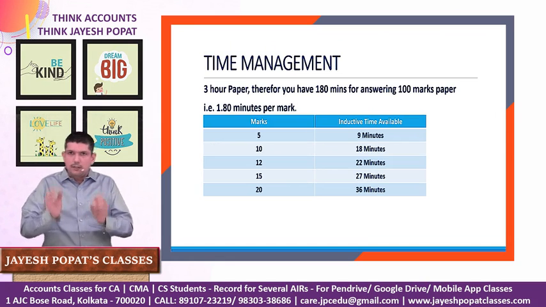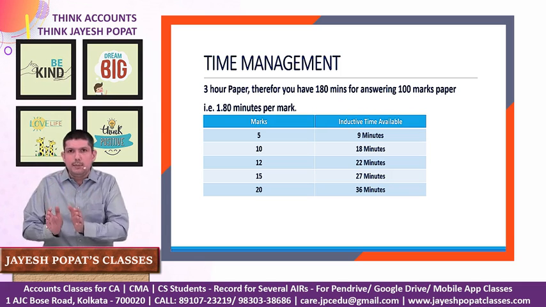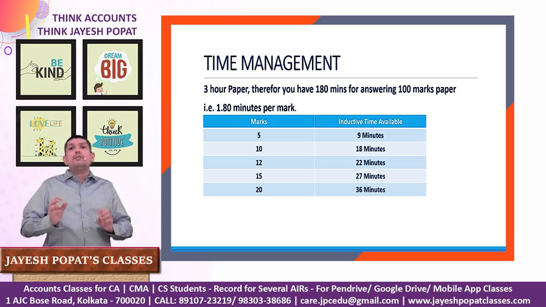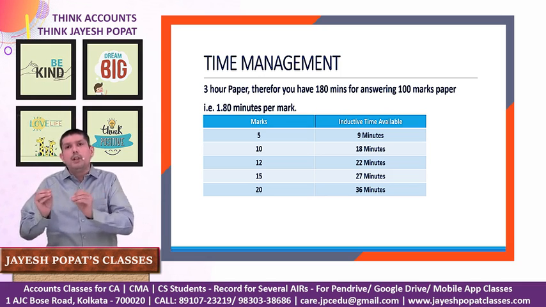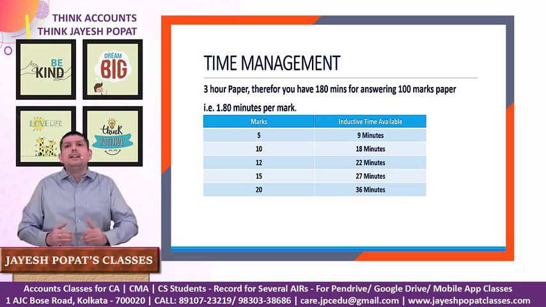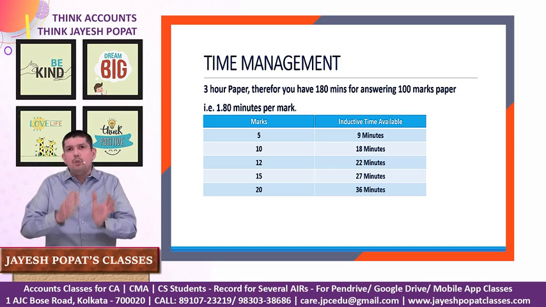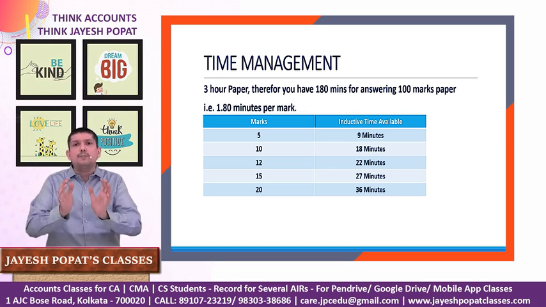See, it's a 3-hour paper. 3 hours means 180 minutes, and in those 180 minutes you have to answer 100 marks. So for 1 mark you have 1.8 minutes. I have put in an indicative breakup for you so that you know when you are writing your answer how much time you should spend on a question.